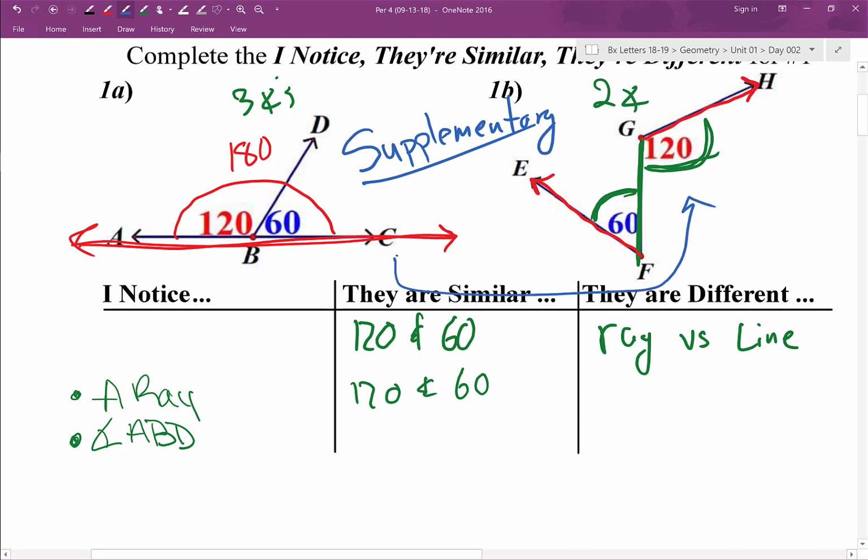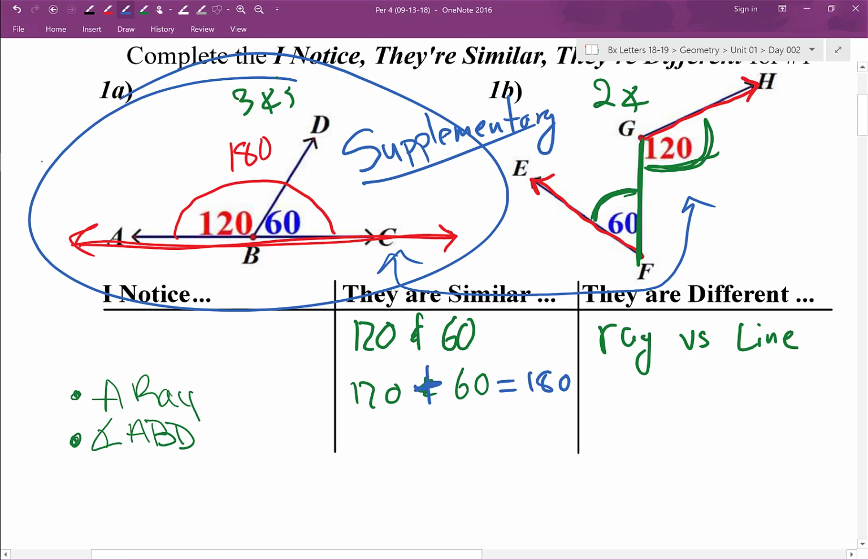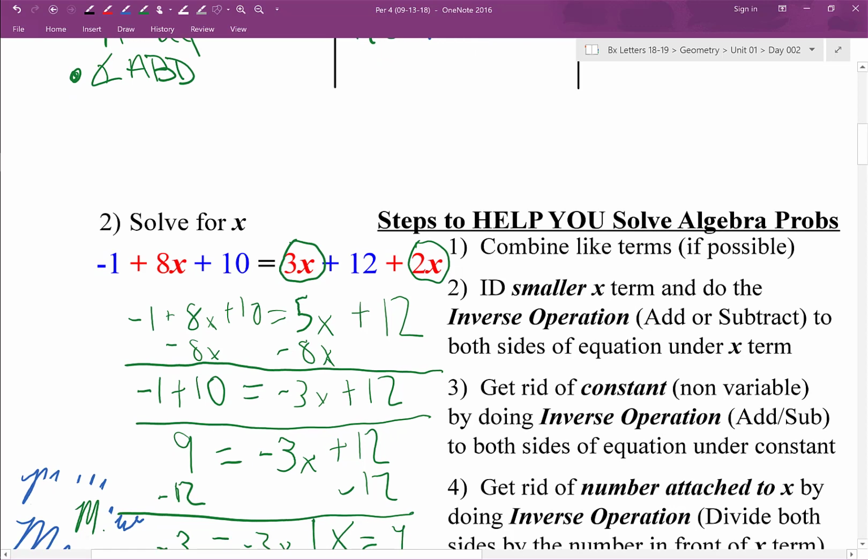Technically, both pictures are supplementary. Both pictures, the angles add to 180. You're going to learn a term today that describes picture 1A. There's another term that basically means supplementary, but when you say that term, it forces you to draw this picture and not 1B. That's going to be the term I'm going to challenge everyone here to listen out for. All right?